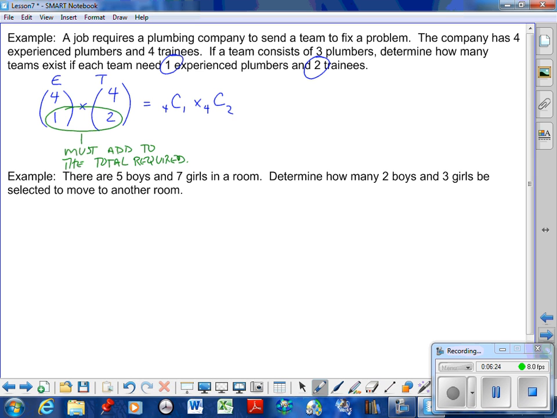Once you have that figured out, that's the tough part. Now it's just calculator. You're just doing combinations here. So you can do 4 combination 1, or the combination of 4 choose 1, I should say, is the correct notation. 4 choose 1 multiplied by 4 choose 2, we end up with 24. So therefore, 24 plumber teams could be created.